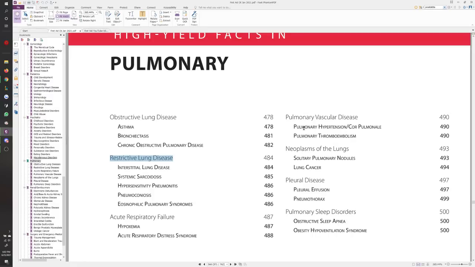Pulmonary vascular disease, mainly being pulmonary hypertension, which goes back to cardiology with cor pulmonale and right heart failure. Pulmonary thromboembolisms, we looked at a lot of it when we looked at the topics of hemonc, so a lot of it is from there.